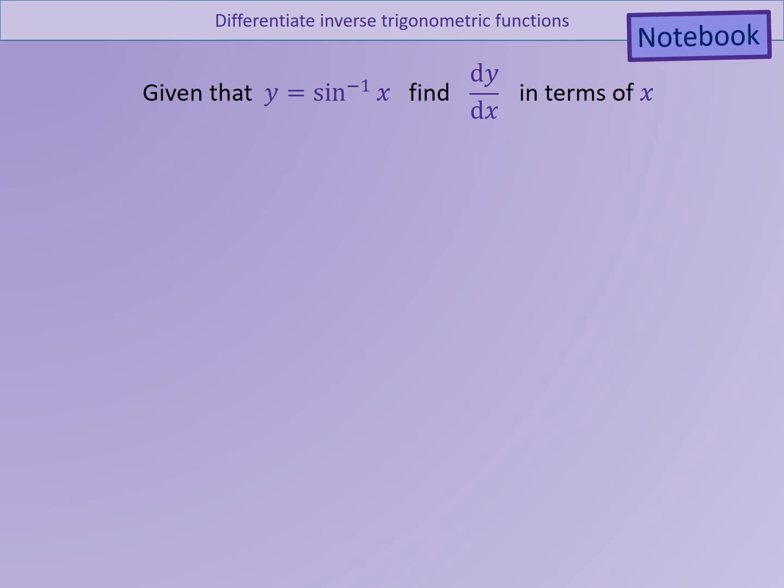A2 further maths, differentiating inverse trig functions. What I'd like you to do, please, is differentiate the function y equals sine to the minus 1 of x. My only hint at the moment is, instead of working out dy over dx, like it asks for there, try working out dx over dy.